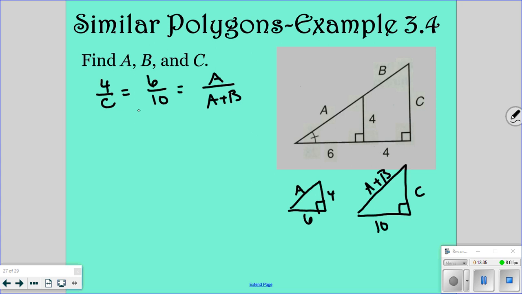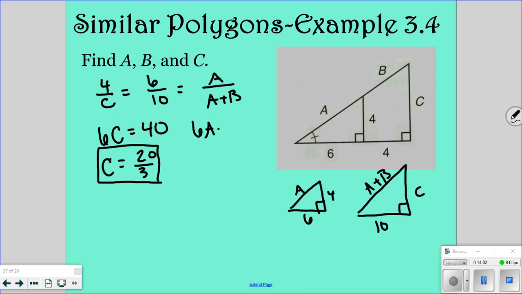So if you cross multiply here, for C you'll get 6C equals 40. So when you simplify, C will be 20 over 3. Okay. Now over here, we can't solve for either A or B, but I'm going to go ahead and try and simplify this a little bit so that I have A and B in terms of each other. So 6A plus 6B would equal 10A.